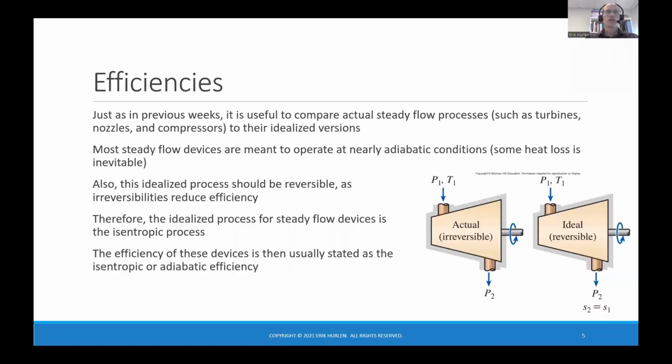Like most devices, we like to compare steady flow devices to their idealized counterparts, and usually through efficiencies. However, just like other things we have seen, comparing it to 100% is not always the idealized situation. In these cases, it is the reversible isentropic process that is the idealized process. We can then calculate the efficiency of this isentropic process to have a benchmark to which to compare. This is sometimes also called the adiabatic or isentropic efficiency.